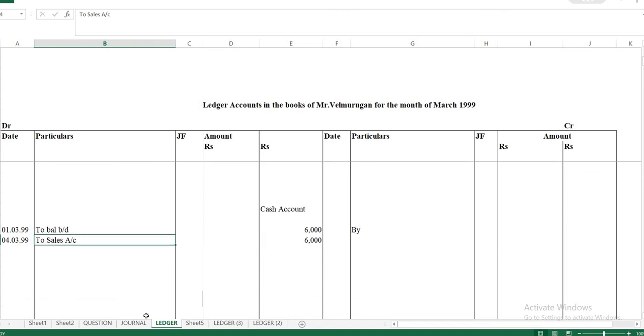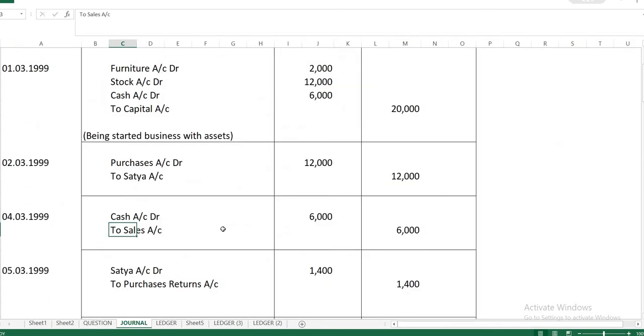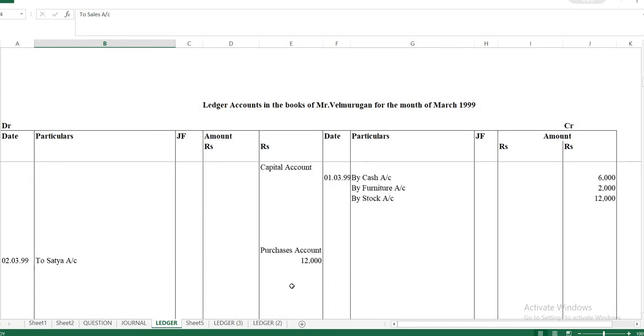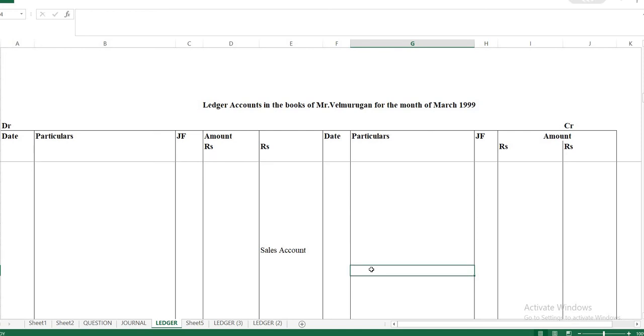Okay, and next, in the cash account we put "to sales account". In the sales account, where we opened the sales account, you have to prepare "by cash account". So here you should give "by cash account" with that same 6,000 rupees, whatever amount, you have to pass the same. And if it occurred on the 4th, that 4th date has to be mentioned on the credit side. So like this you have to post the entries in the separate accounts.